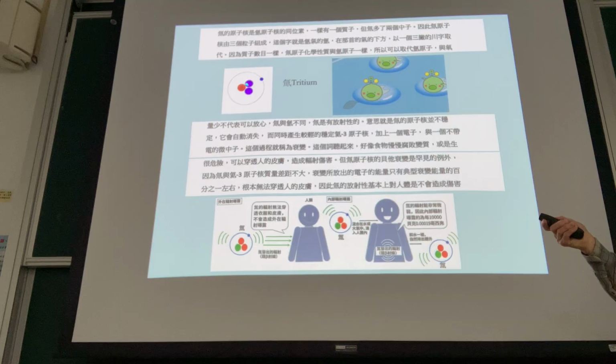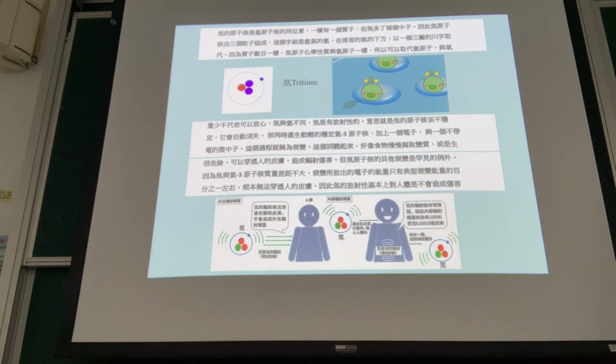Oh yeah, it's a beta decay. So one of the neutrons will become a proton. So the isotope will become helium, because the nucleus will then, after the beta decay, have two protons. A nucleus with two protons is helium. So this is something called tritium, the isotope of the hydrogen nucleus, which will decay into a helium nucleus.